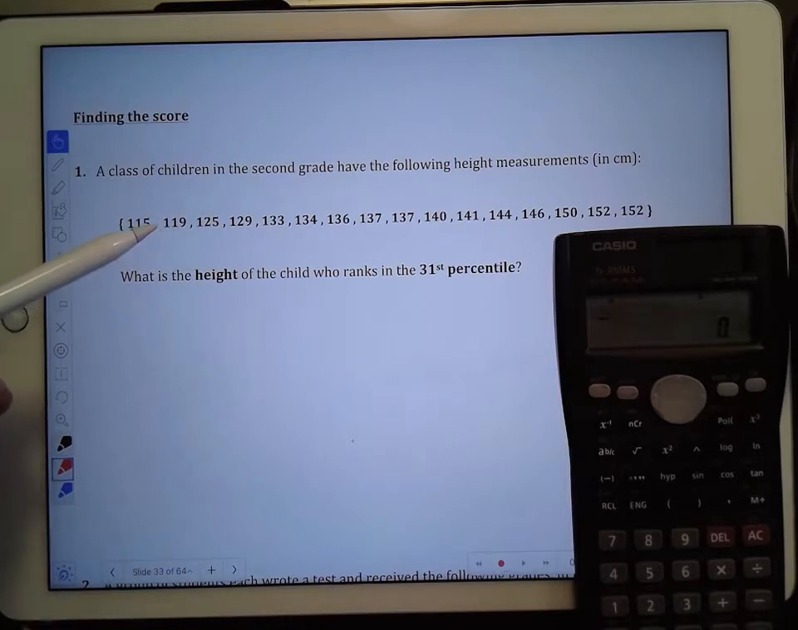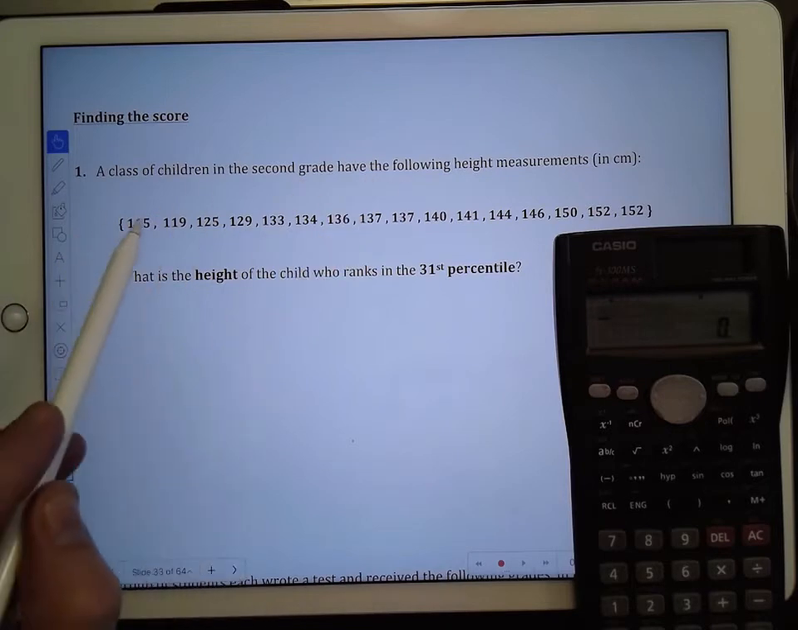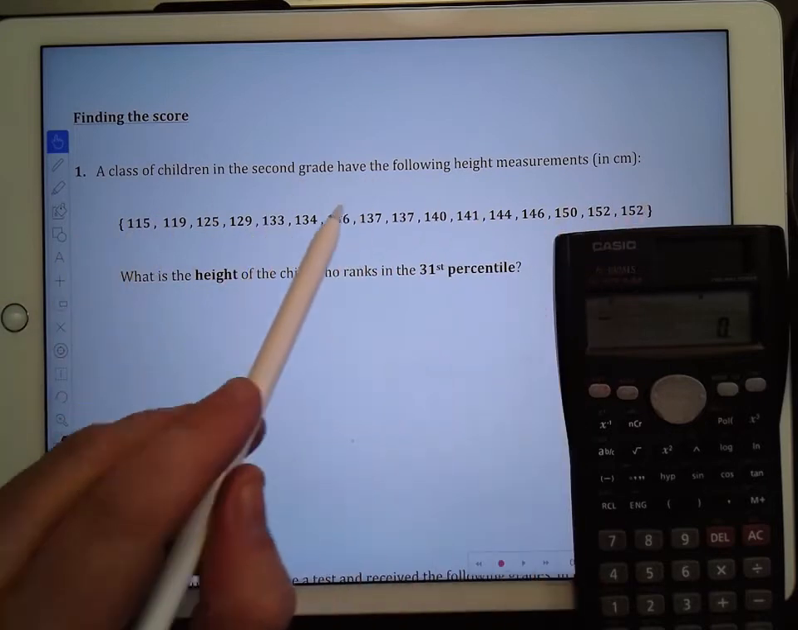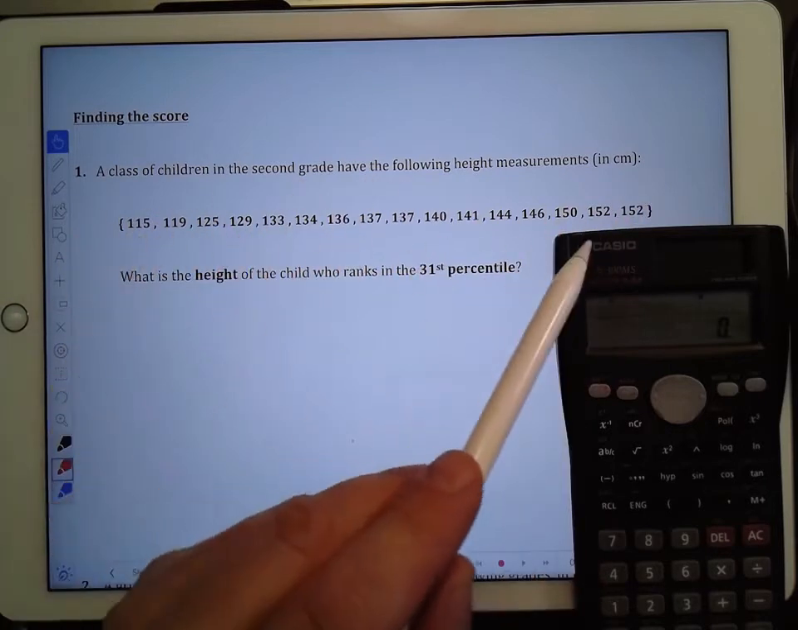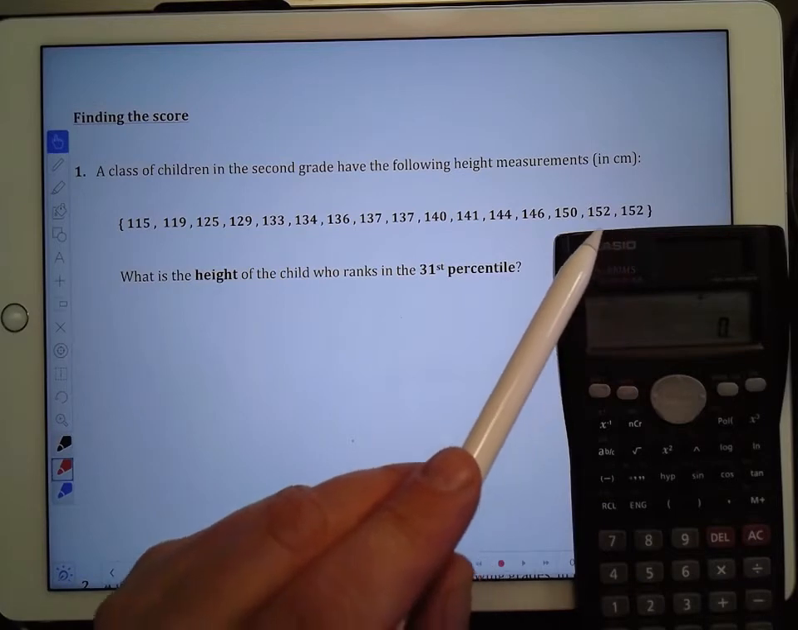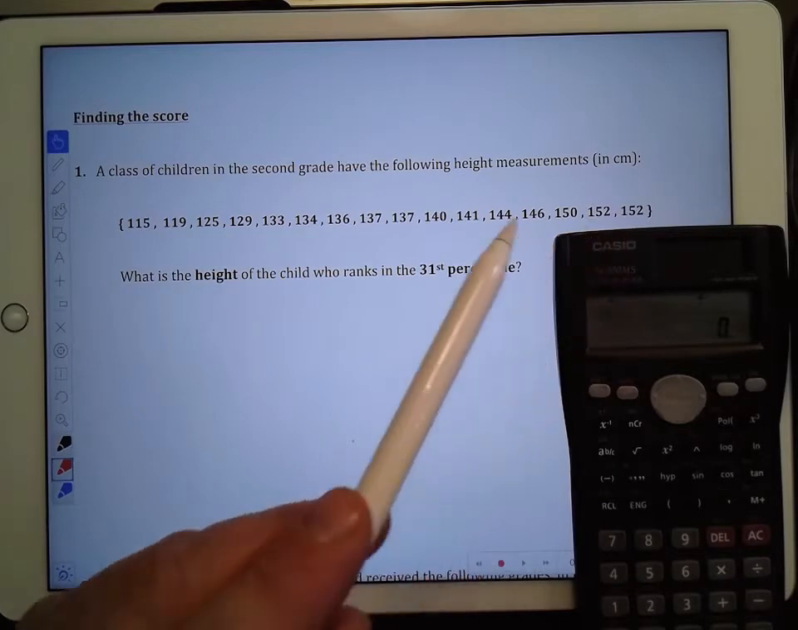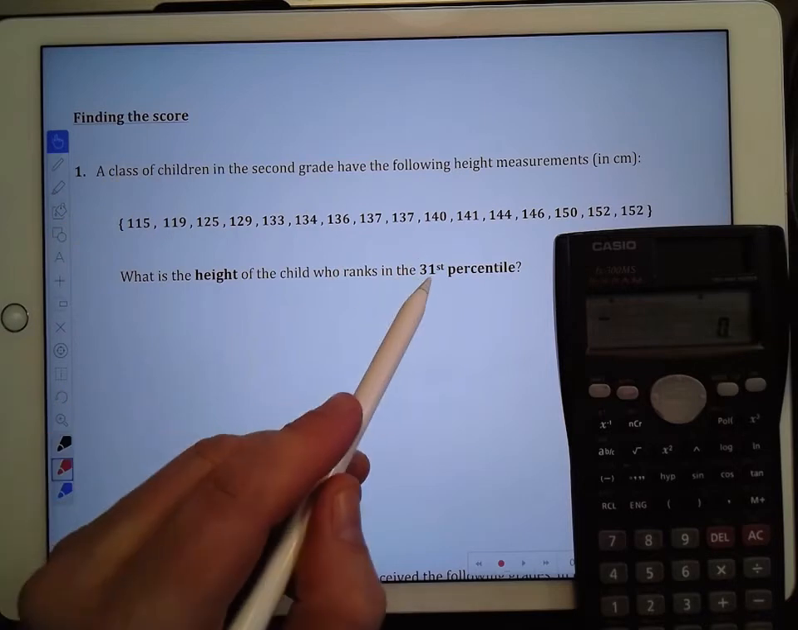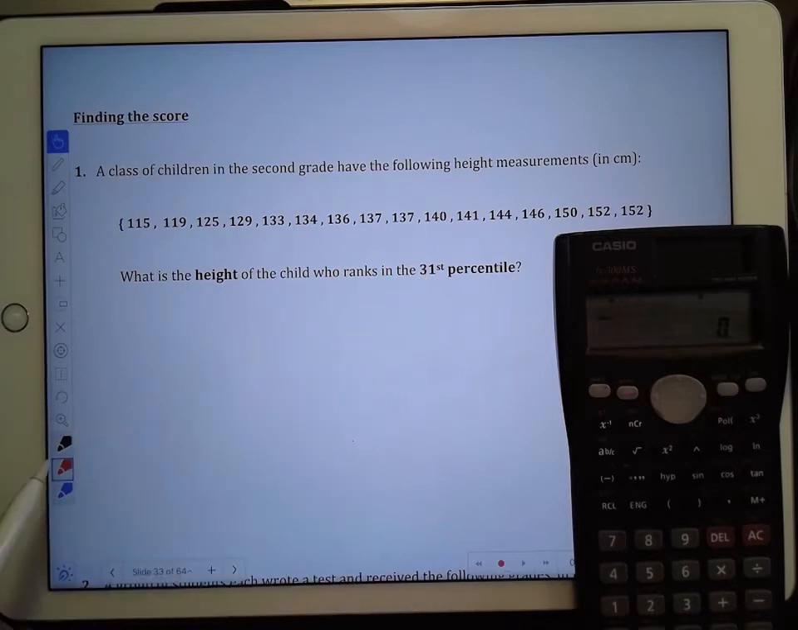And the approach works as follows. First of all, as always, your data must be ranked, and these ones have been ranked properly from lowest to highest. They must always be in ascending order. The next thing to consider is what the percentile is that we're dealing with. This is the 31st percentile.